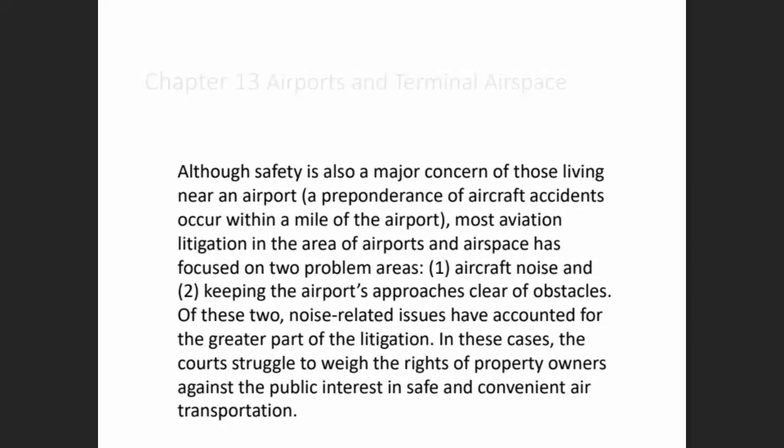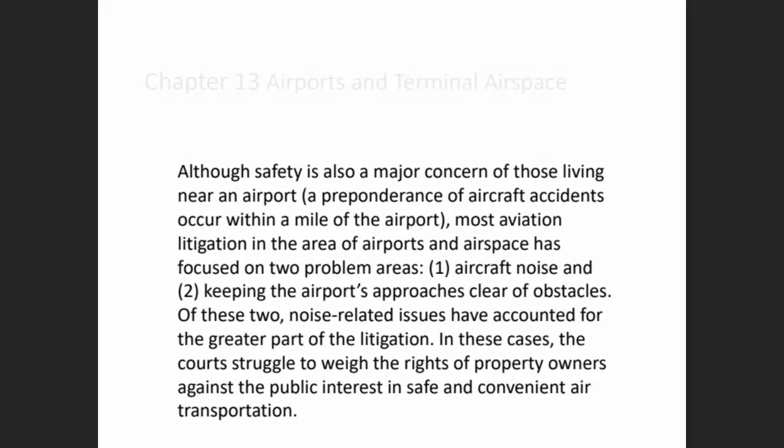That means no towers, no buildings, which might pose what we call a safety hazard. And obviously, with that comes noise as well. We have to be mindful of that too. These two noise-related issues account for the greater part of this litigation. In those cases, courts struggle to weigh the rights of property owners against the interest in safe and convenient air transportation.